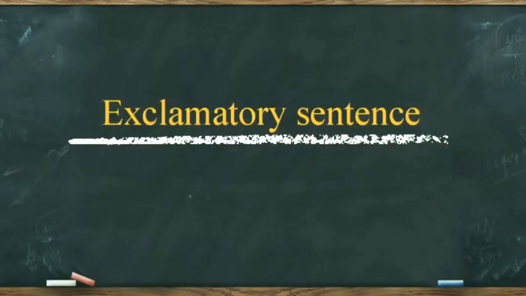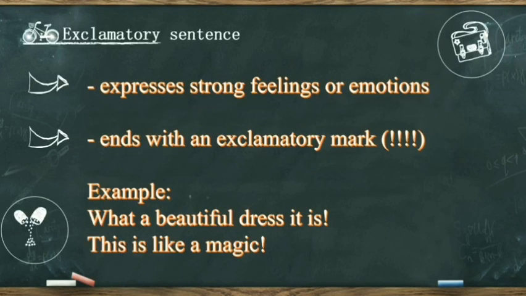Let us see what an exclamatory sentence is now. Sometimes when we speak, we express strong feelings such as excitement, happiness or surprise by raising our voice, right? Those kinds of sentences are called exclamatory sentences, and exclamatory sentences always end with an exclamation mark. Look at the examples, children. What a beautiful dress it is! This is like a magic!